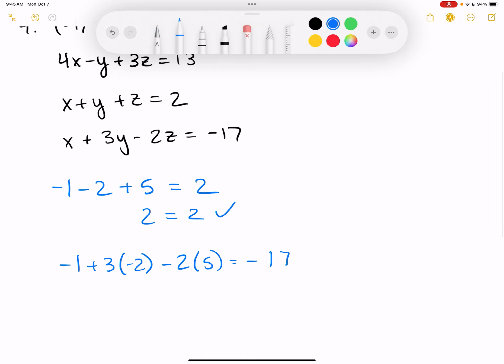And remember, anytime we're verifying that something works, we aren't moving stuff from one side to the other. We're leaving it on one side and making the one side look like the other. So -1 minus 6 minus 10 equals -17. -17 equals -17. So we're good.